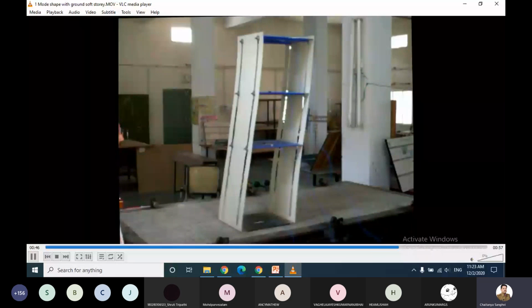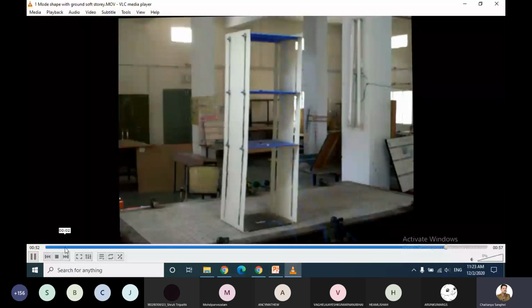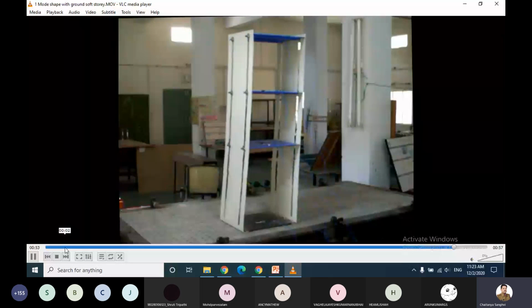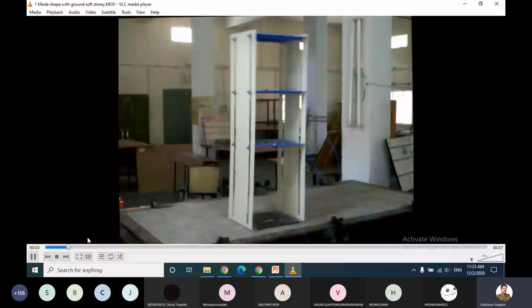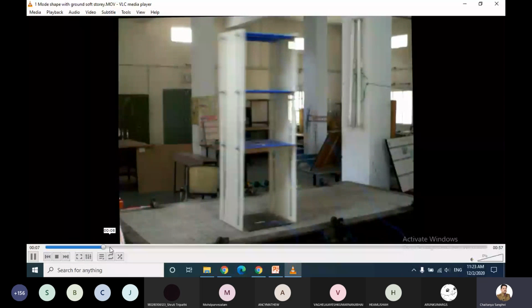Yeah, okay. So you can see here, the ground story is flexible, and therefore you can see a larger response will be here, right? On the ground story, larger response. The upper two stories have less response, but total deformation is there, but the maximum response is here, right? Just wait for a moment.